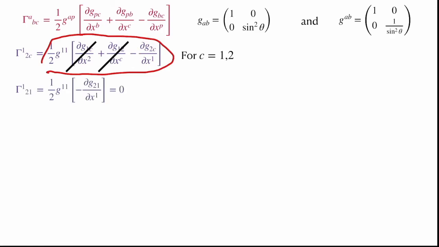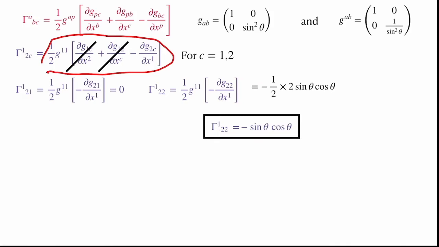There are two more terms here. Gamma 121 is equal to half g^11 times the derivative of g21 with respect to x1. That is going to be 0 because this term is 0. And the second term is actually the differentiation of g22 with respect to x1. x1 is θ here, so we simply have this term non-zero, and the 2 cancels out, and gamma 122 is equal to minus sin θ cos θ. So it looks like there are a lot of indices to be calculated.